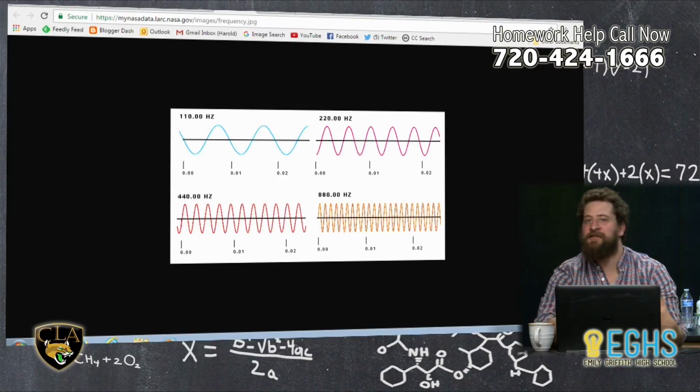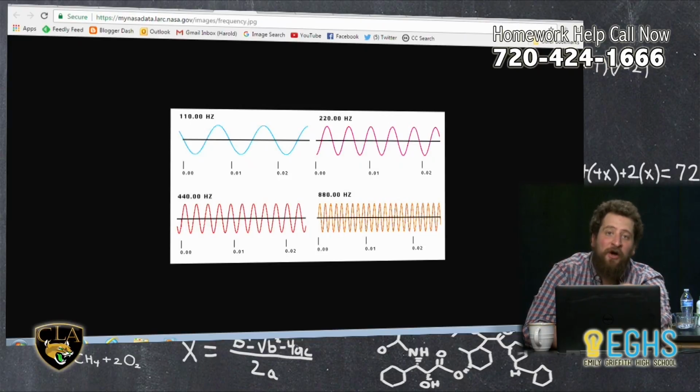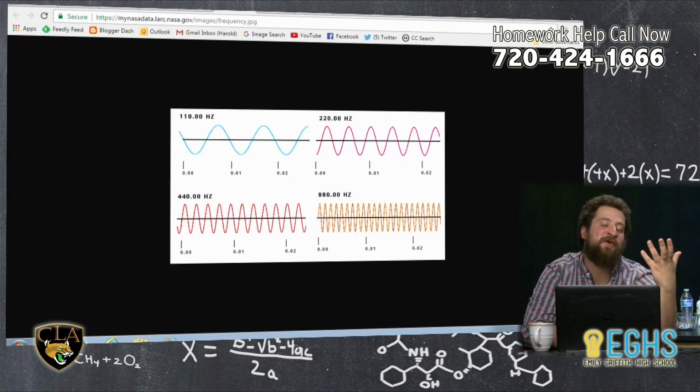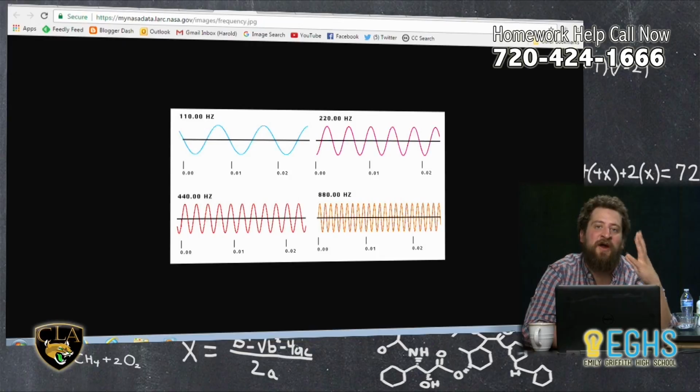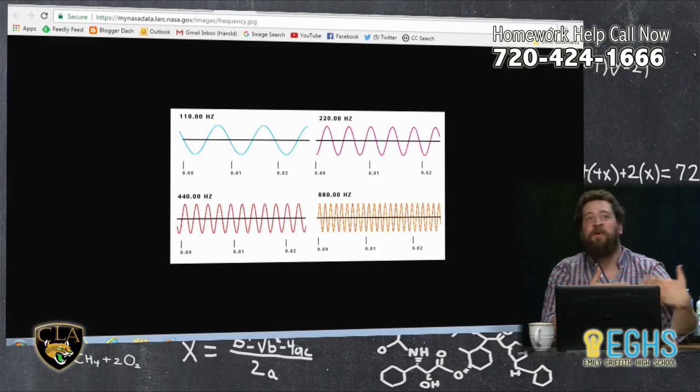And the idea here is that all sounds, whether it's a low A note or a high A note, whether it's my voice or Becca's voice, all these sounds travel at the same speed, meaning that they move forward in space at the same rate.